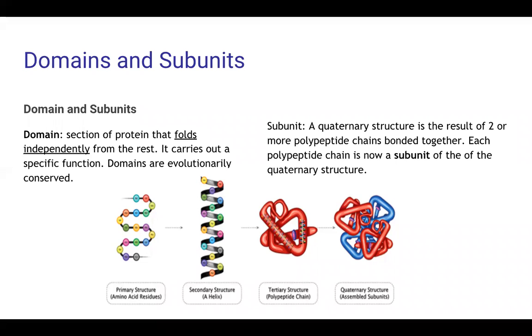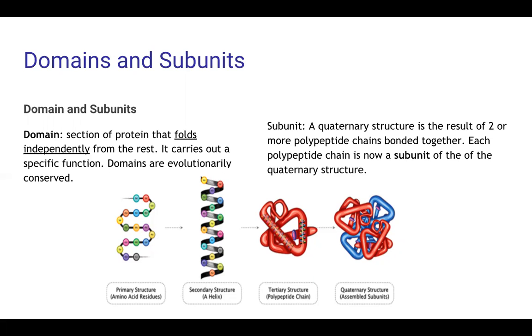There could be multiple domains throughout the protein, but basically it's just a section of a protein that folds independently from the rest of it. And it usually has a specific function. So there could be one protein domain that allows a protein to bind to a receptor, another domain to activate a molecule within the protein or within the cell or something like that.